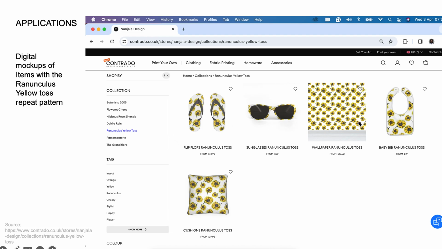This motif is actually a real motif that I designed, and I'm happy to mention that I'm currently retailing it at a shop called Contrado, as well as locally in Kenya. I have this very same pattern available on fabric on a platform called Undameta.